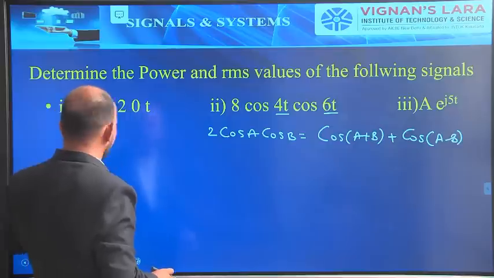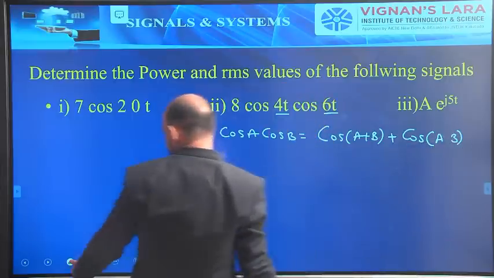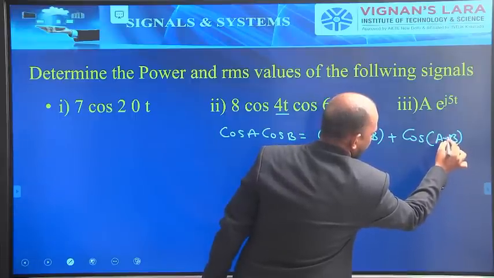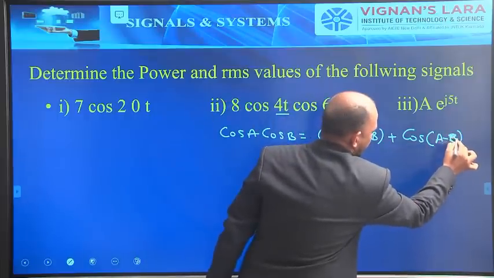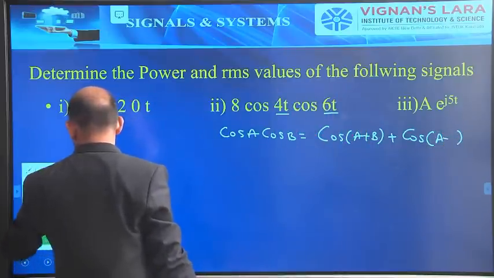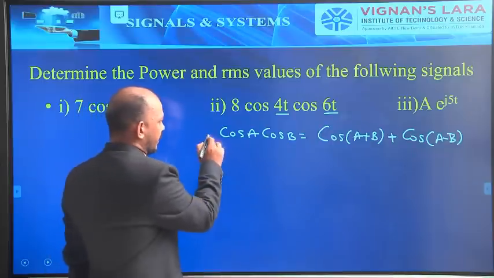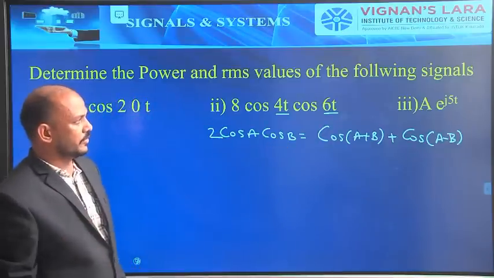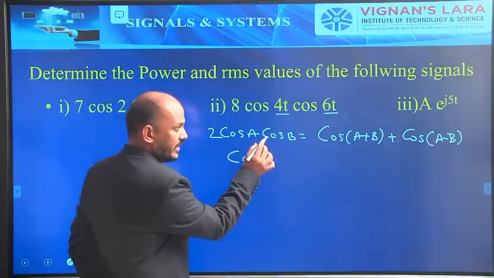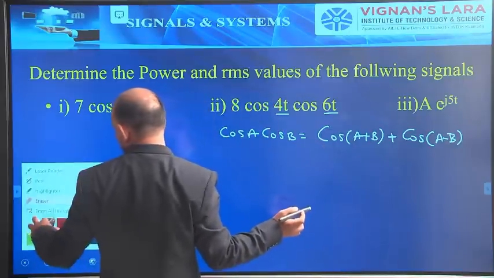But what do I need? Here we have cos of A plus B plus cos of A minus B, which is the value of 2 cos A cos B. So 2 cos A cos B equals cos of A plus B plus cos of A minus B. What I need is the value of cos A cos B. Simply bring the 2 to the other side.